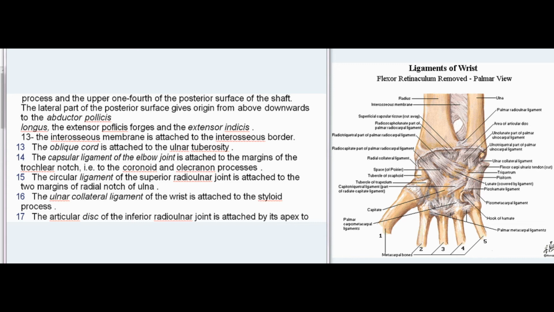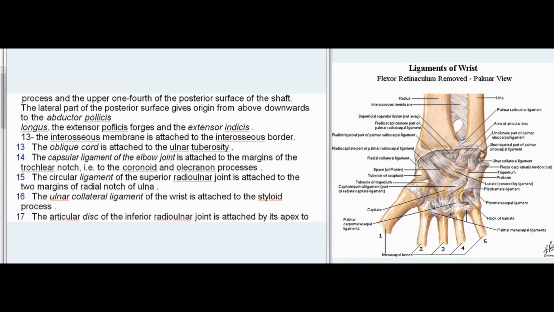13. The interosseous membrane is attached to the interosseous border. 12. The oblique cord is attached to the ulnar tuberosity. 13. The capsular ligament of the elbow joint is attached to the margins of the trochlear notch, i.e. to the coronoid and olecranon processes. 14. The circular ligament of the superior radio-ulnar joint is attached to the two margins of radial notch of ulna. 15. The ulnar collateral ligament of the wrist is attached to the styloid process. 16. The articular disc of the inferior radio-ulnar joint is attached by its apex to a small rough area just lateral to the styloid process.